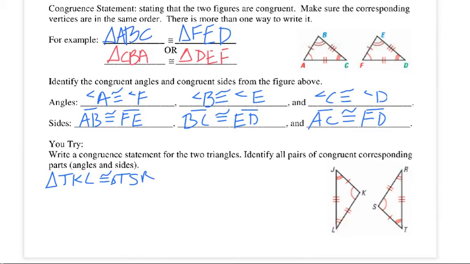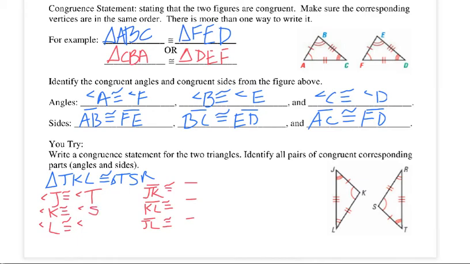The corresponding angles that would be congruent would be angle J to angle T. Angle K would be congruent to angle S. And angle L will be congruent to angle R. And if you remember what I said earlier, you can actually get that from the congruent statement itself. You don't have to look at the picture all the time once you get your congruent statement set up.